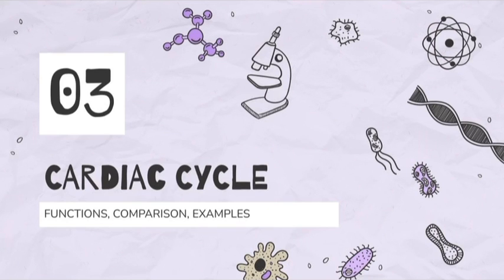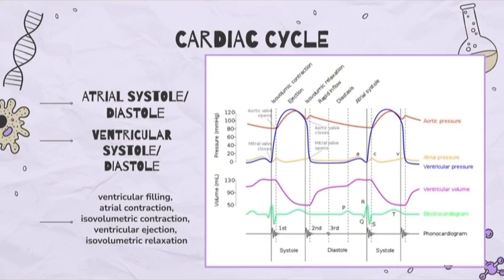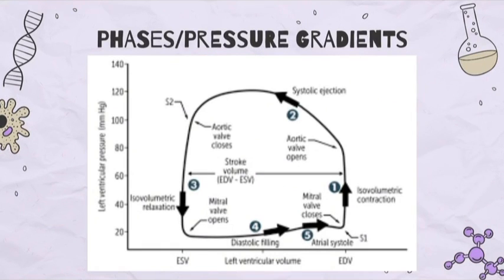So now we're going to move into the cardiac cycle. One complete cardiac cycle is a heartbeat, one single heartbeat lasting 0.8 seconds at rest. Each cycle has two main phases: systole, when the heart contracts to eject blood, and diastole, when the heart relaxes to fill with blood. So the cardiac cycle can be divided into 5 phases.